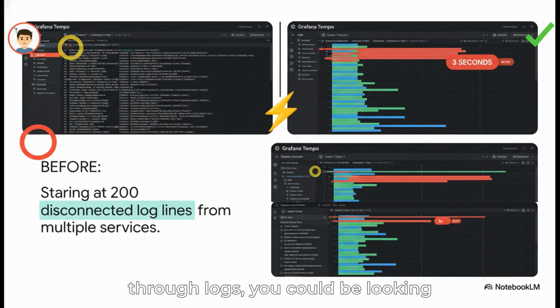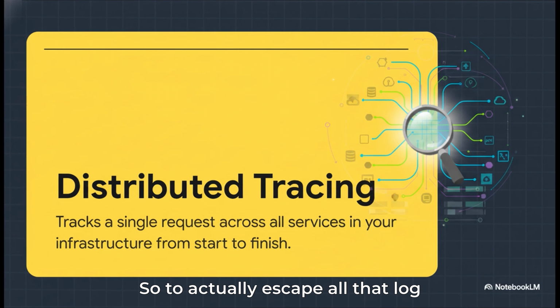Instead of endlessly searching through logs, you could be looking at a Grafana Tempo trace, finding the exact failed operation, the exact span, in something like 3 seconds. It's literally a night and day difference for your workflow. So, to actually escape all that log hunting guesswork, we rely on distributed tracing.